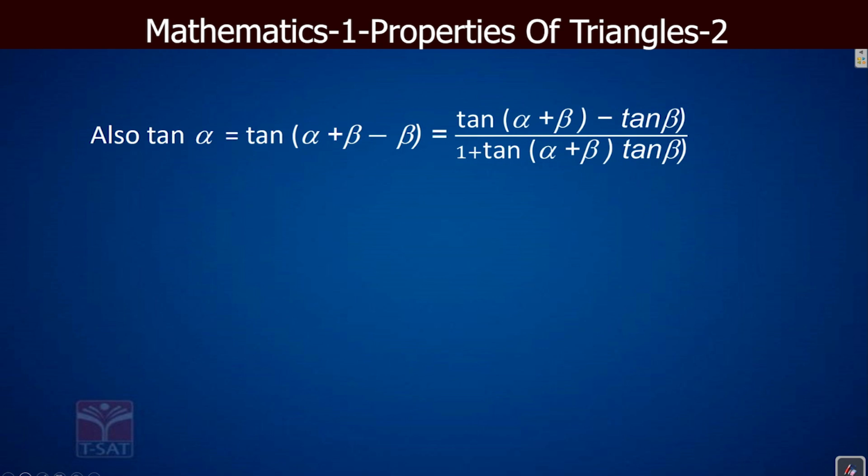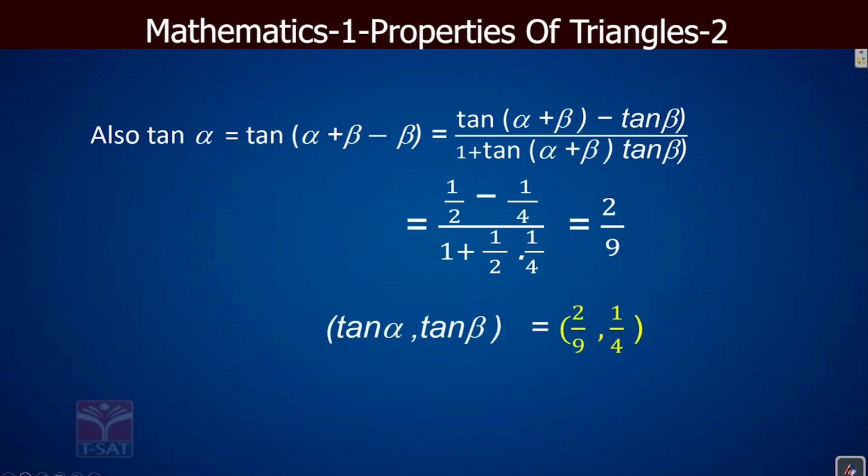Now substitute the values of tan(alpha plus beta) and tan beta: 1 by 2 minus 1 by 4 by 1 plus 1 by 2 into 1 by 4, which gives 2 by 9. Therefore, tan alpha, tan beta is equal to 2 by 9, 1 by 4, because tan beta is 1 by 4. So the correct option is option number 3.